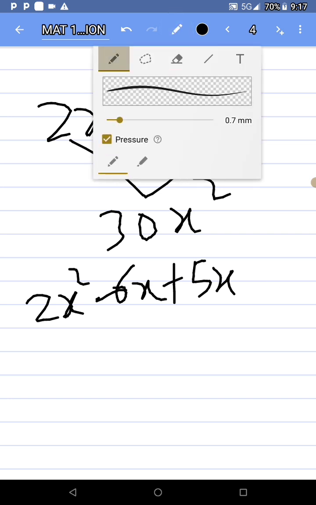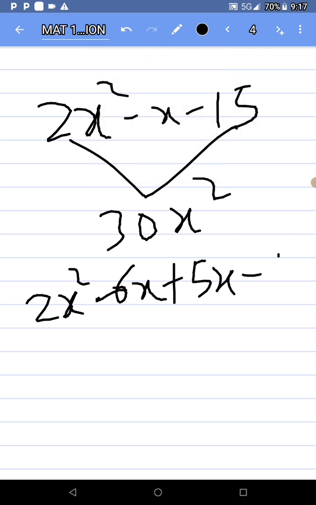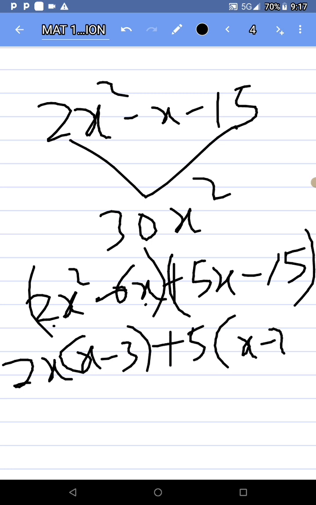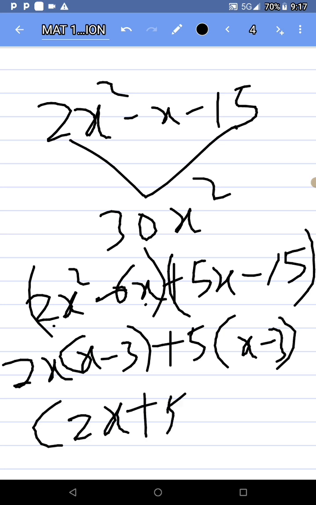Minus 15, minus 15. Then you bracket this and you bracket this. So at the end of the day, you have 2x in this bracket. You want to factorize what is common to this. It is 2x. Here you are left with x minus 3. Then what is common to this one too? Plus 5. Here you are left with what? X minus 3. That will be 2x plus 5 and x minus 3.